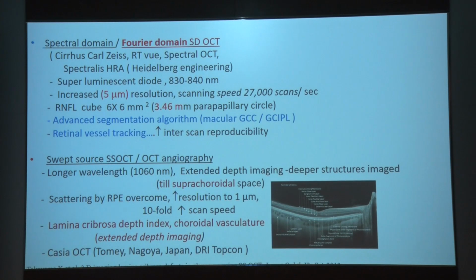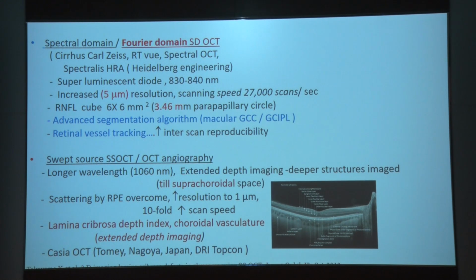So the spectral domain, which we commonly have, and the one which I have the most experience with, is the Fourier domain. That's important for you to know because the Fourier domain gives you the 3D picture in more detail, with an increased resolution of 5 microns and faster speed. You don't need to remember the figures, but there are two strategies, which I'll come to. It has an advanced segmentation algorithm, which details the macular GCC and the GCIPL, which was not there in the time domain. And the retinal vessel tracking increases the interscan reproducibility.